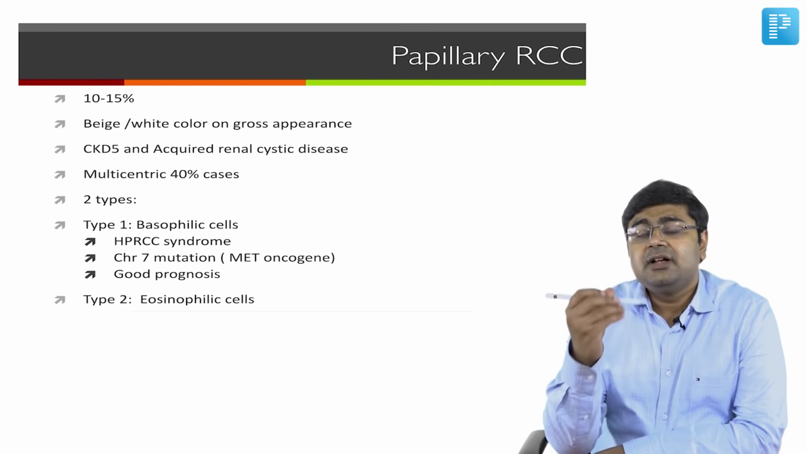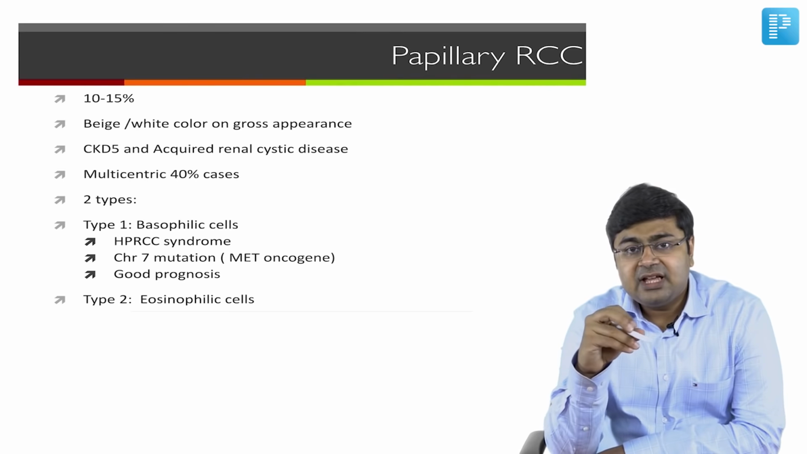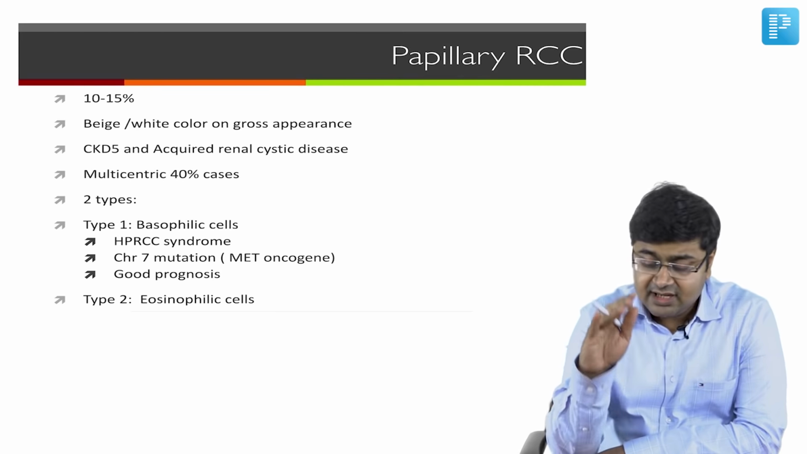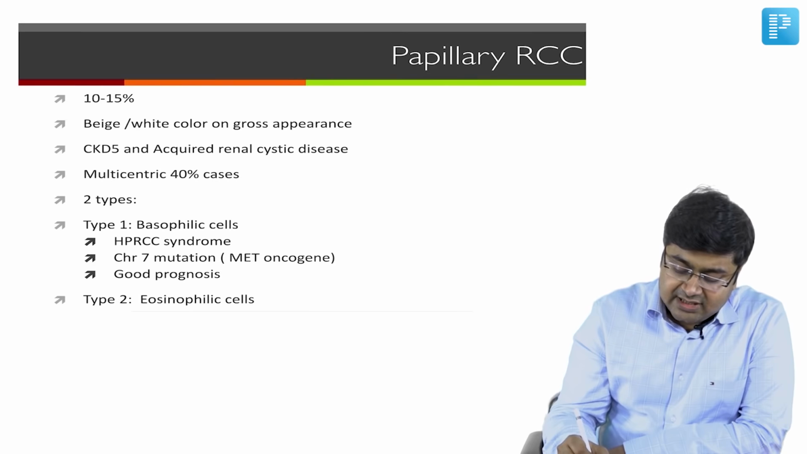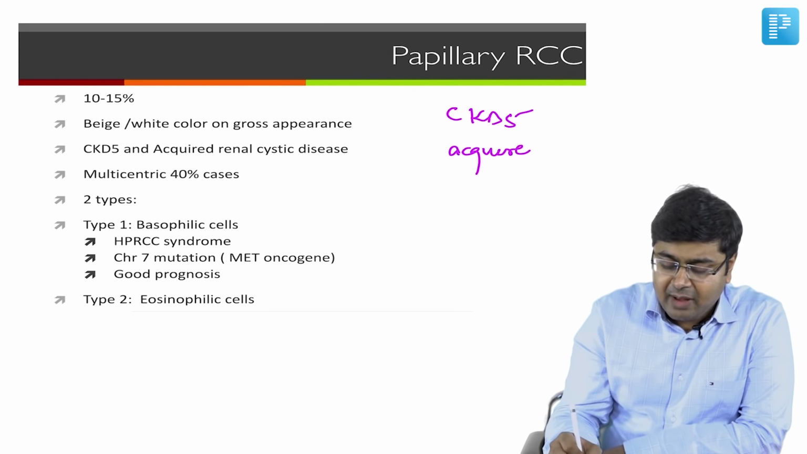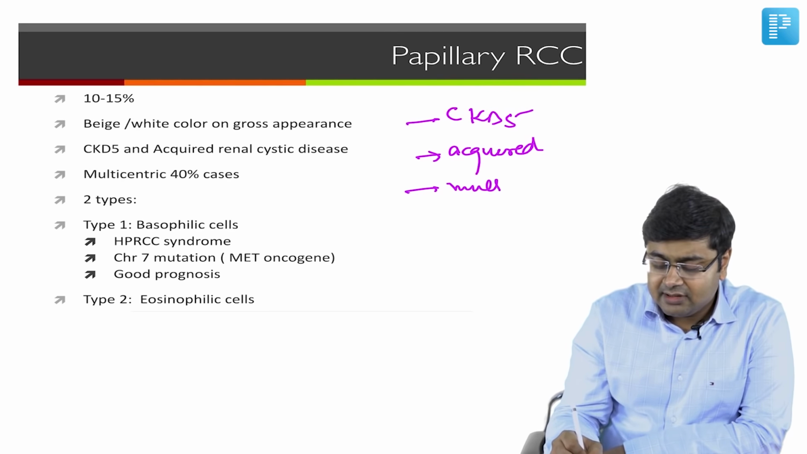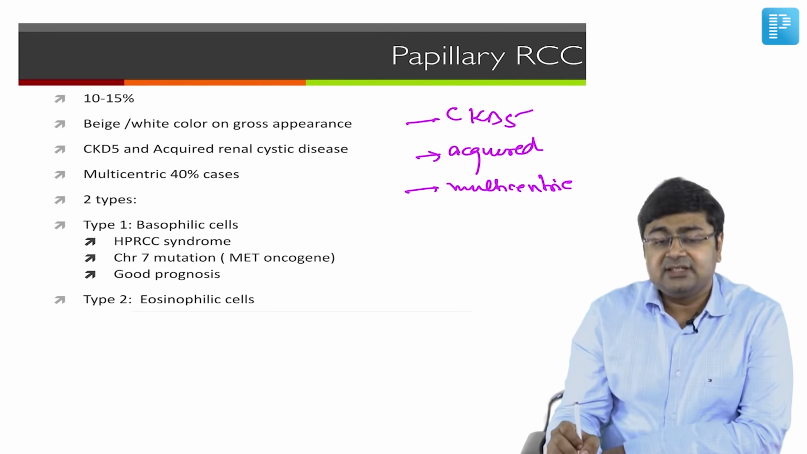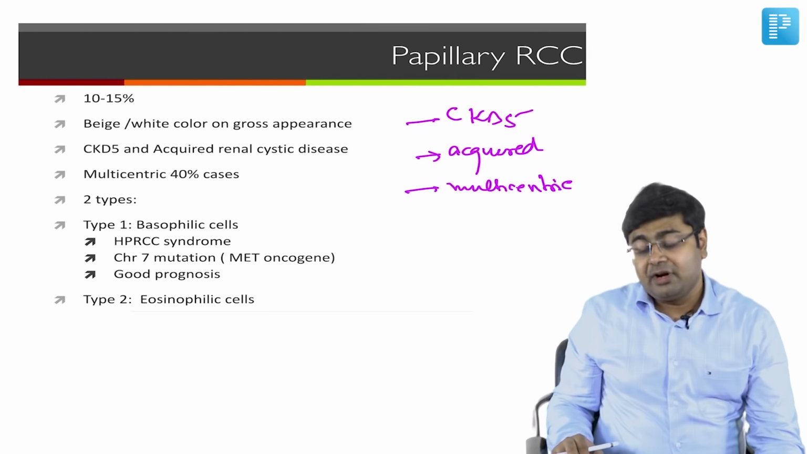Papillary RCC is the second most common RCC, and whenever we are discussing papillary RCC, you should think of it if a patient has CKD5 or some acquired cystic disease. Second, it is often multicentric. There are certain unique features of RCC, so you need to pick up from your MCQ and answer accordingly.